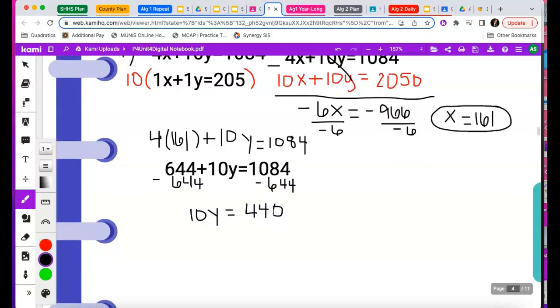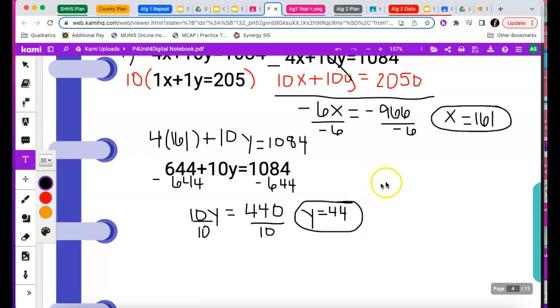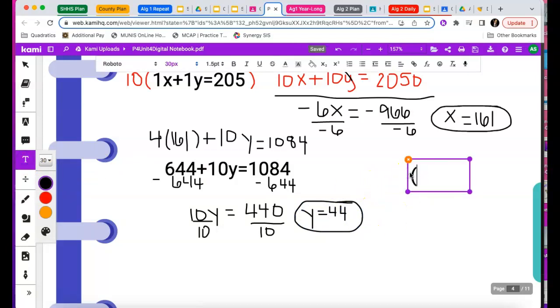And then we do the opposite of multiply by 10, which is divide by 10. So 440 divided by 10 is 44. So y is equal to 44. And then I just have to write my solution as an ordered pair. My x value comes first, so 161. And then my y value comes second, 44.